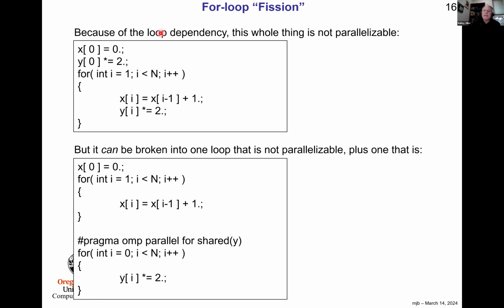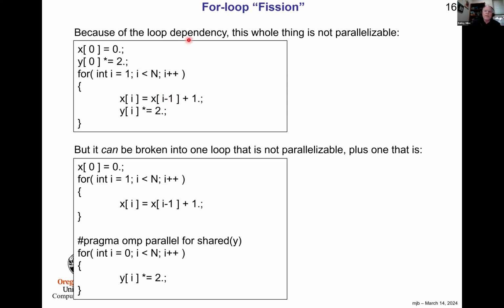Because of the loop dependencies, this kind of thing is not parallelizable, because this line, x of i equals x of i minus 1 plus 1, that's an interloop dependency. And OpenMP won't flag this as a problem. It'll just quietly mess it up.